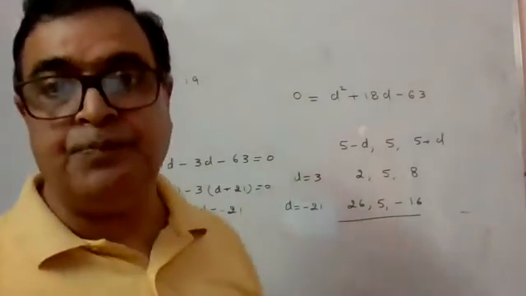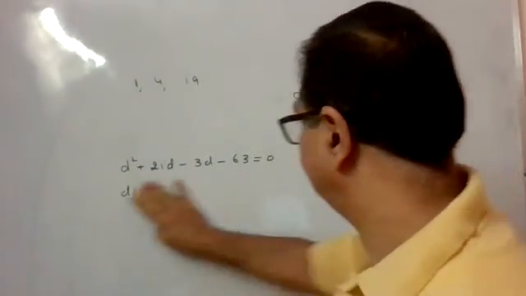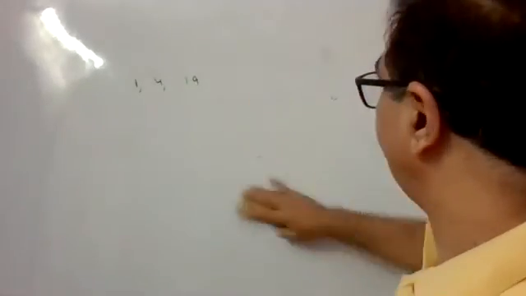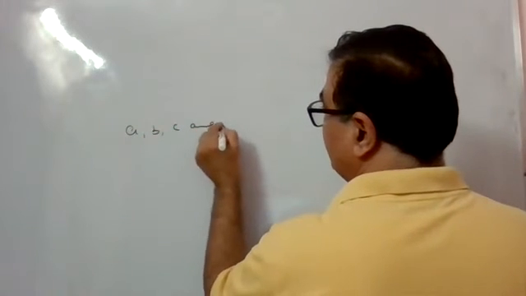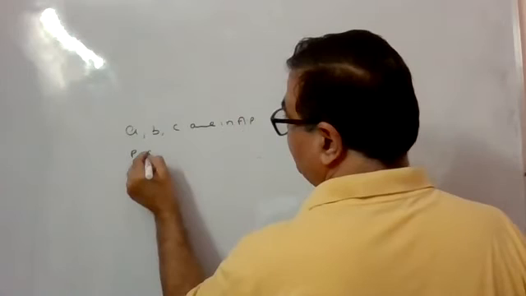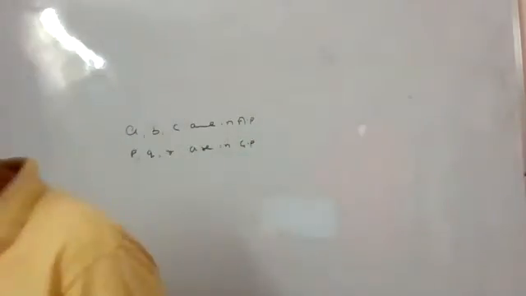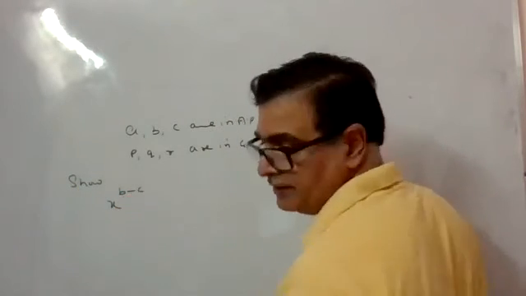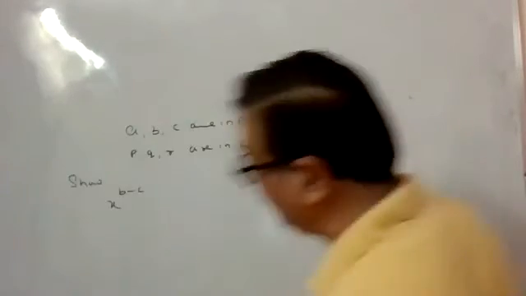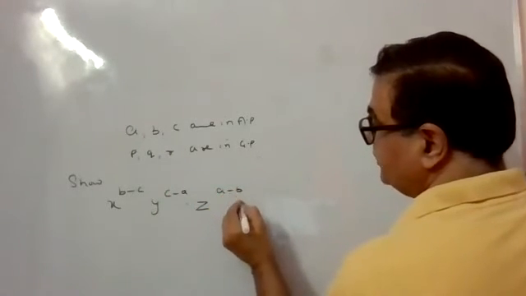If a, b, c are in AP, and x, y, z are in GP, then show that x power b minus c into y power c minus a into z power a minus b equals 1.